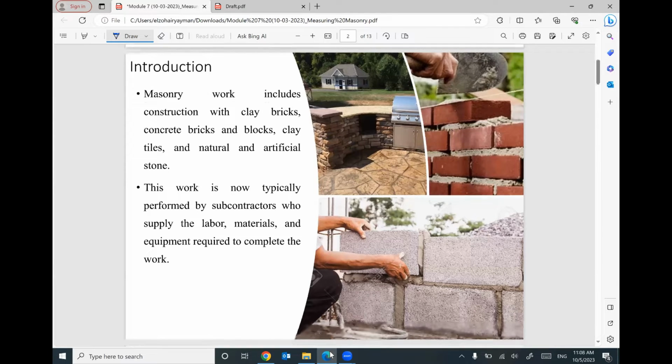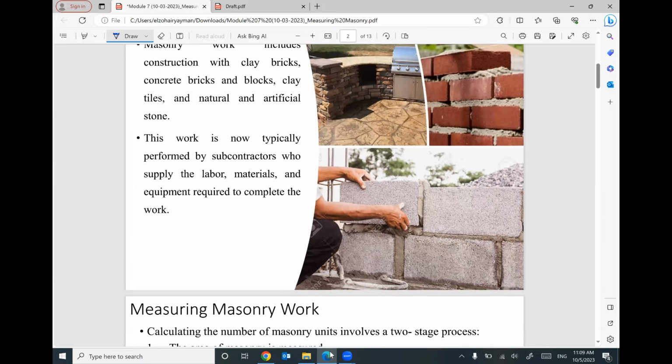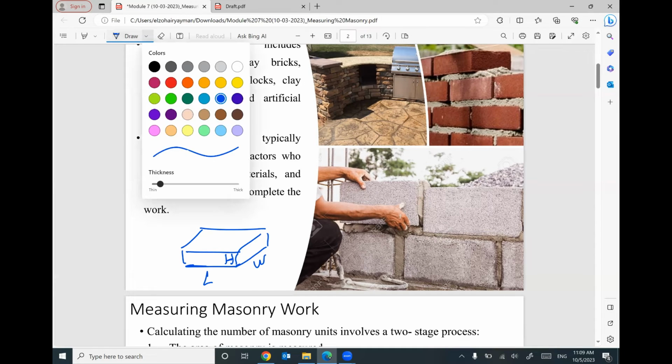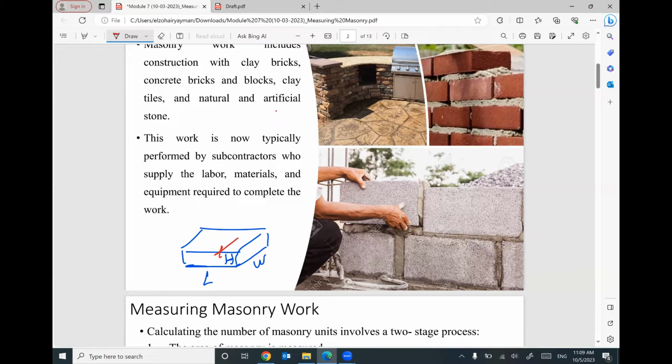We said that there are many types of bricks with different dimensions. So first of all, you have to figure out what is the type and what are the dimensions of your brick. As I mentioned before, the brick is defined by 3 dimensions. The first one is called the length of the brick. The second one is called the height of the brick. And the third one is the width of the brick. By the way, this width of the brick will define the thickness of your wall most of the time.